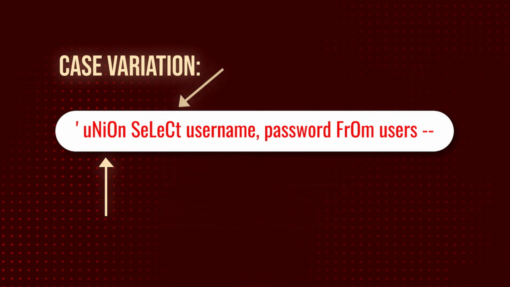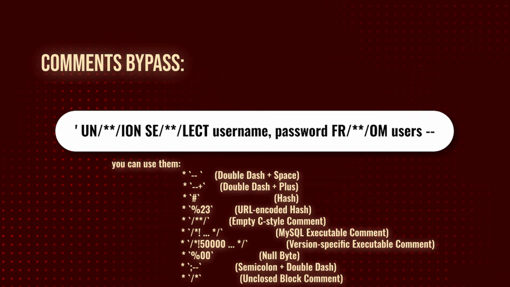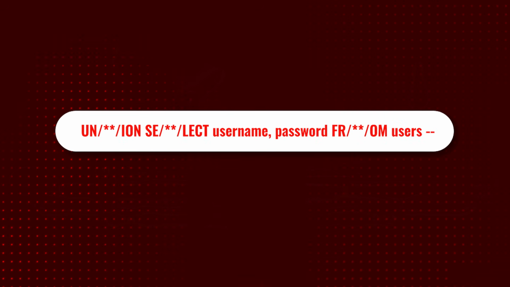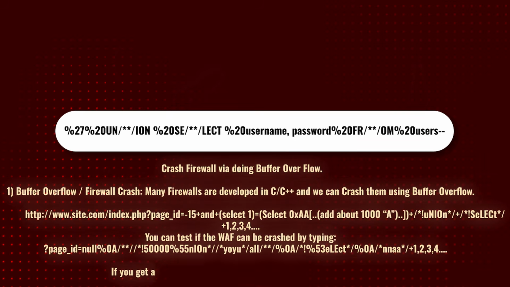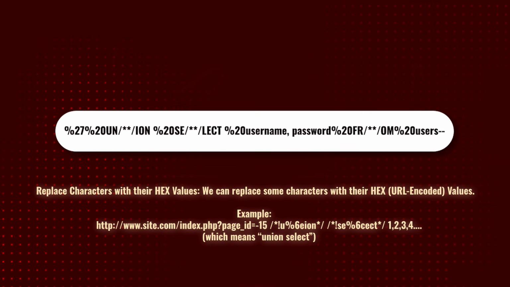Firewalls look for full keywords. Databases ignore comments. So I split the keywords using comments. To the firewall, this no longer matches the pattern. To the database, nothing changed. Still blocked? That's fine. Now instead of sending raw characters, I encode them. The firewall inspects the encoded input. The backend decodes it.